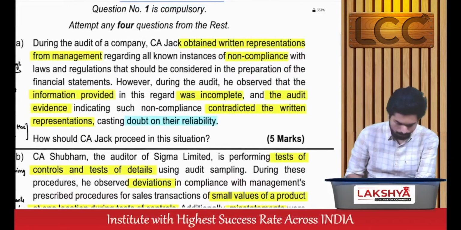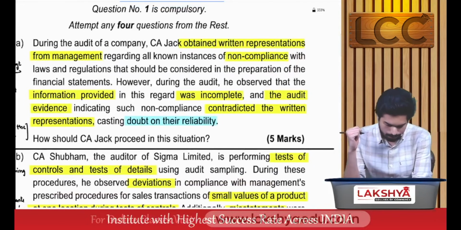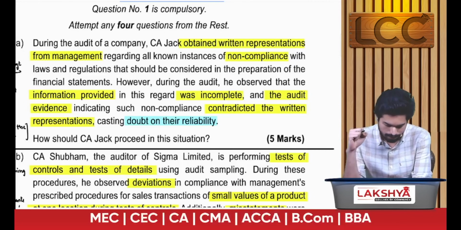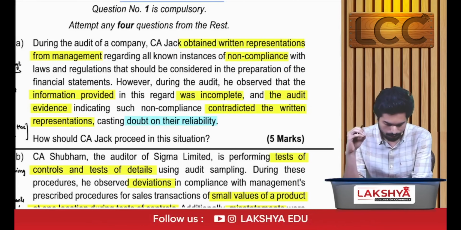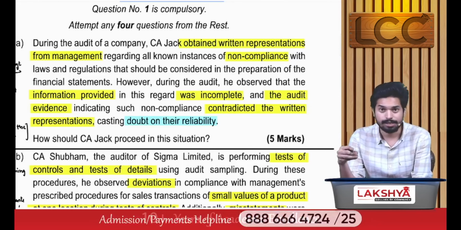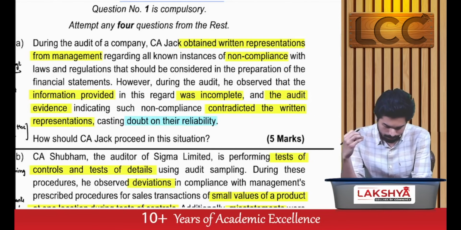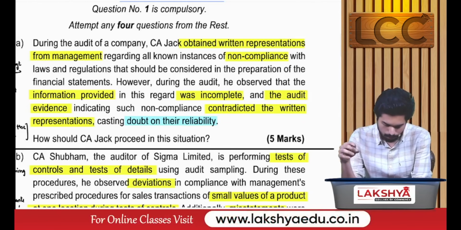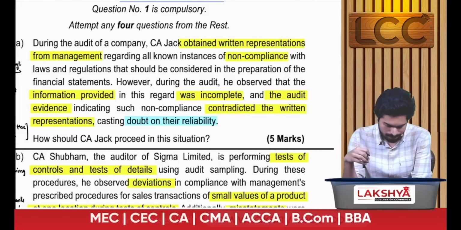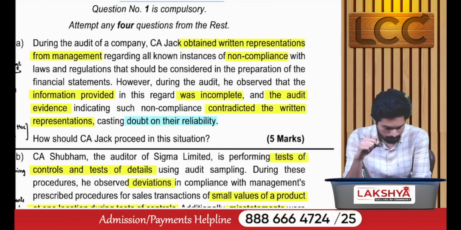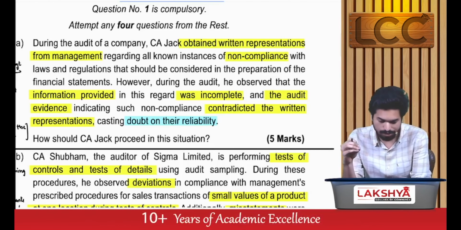Starting with 1A. During the audit of a company, CA Jack obtained written representations from management regarding all known instances of non-compliance with laws and regulations that should be considered in the preparation of financial statements. Okay. However, during the audit, he observed that the information provided in this regard was incomplete, and the audit evidence indicating such non-compliances contradicted the written representations, casting doubt on the reliability. How should CA Jack proceed in this situation?